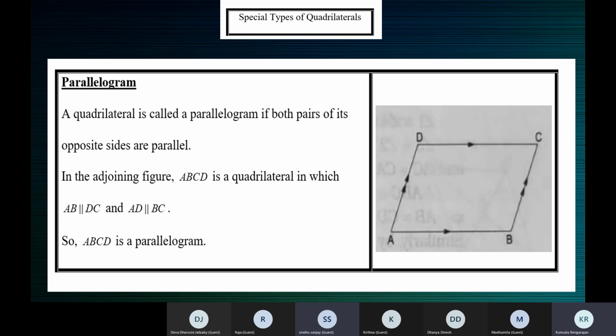Very good, children. x is equal to 12. And who is x? AB, ma'am. So AB is equal to 12 centimeters. That's all. All right, children. So this is about a parallelogram. Let's take up the next one.